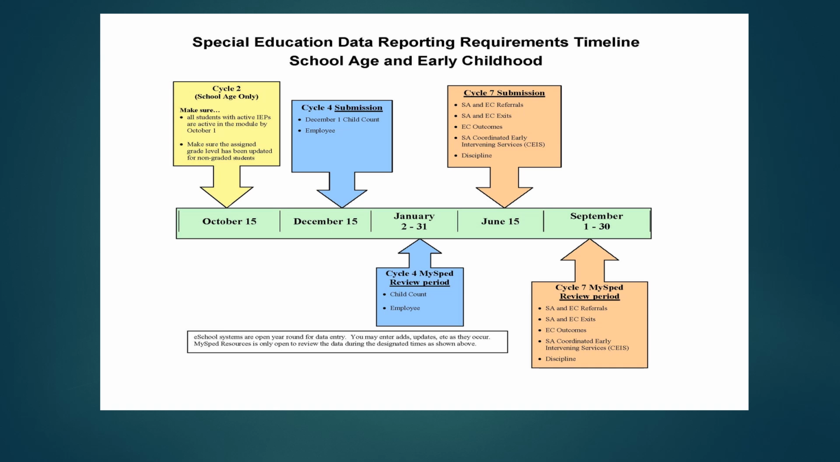From a calendar perspective, Cycle 2 is pulled for student enrollment data reporting. It is pulled from October 1st and due by October 15th of the fiscal year. Cycle 4, personnel reporting and child count, is reported for December 1 and due by December 15th. Note, the review period for Cycle 4 is during the month of January. Cycle 7 information is submitted by June 15th and is available for reviewing during the month of September. Be sure to keep primary disability and alternate assessment up to date as they are pulled for every cycle. The data is updated nightly in Triand.